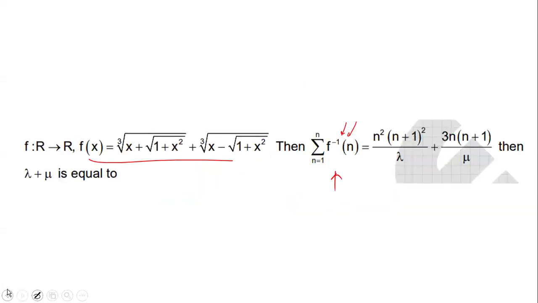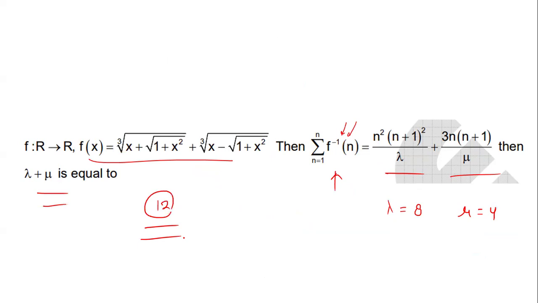So based on that you can compare with this expression. So lambda value is 8 and mu value is 4. So this lambda plus mu is equal to 12. So in this way we can solve this.